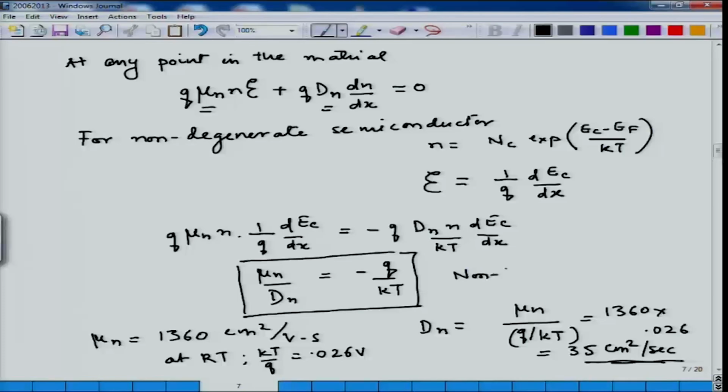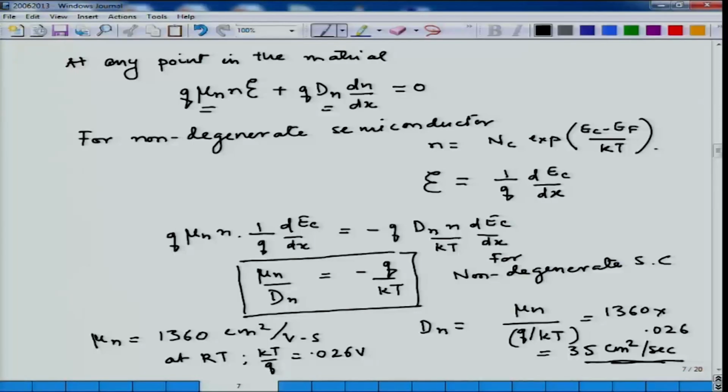Keep in mind, this whole derivation is for non-degenerate semiconductors. Had it been a degenerate semiconductor, we would have done the Fermi-Dirac integration in this expression, and that would be a slightly different expression.